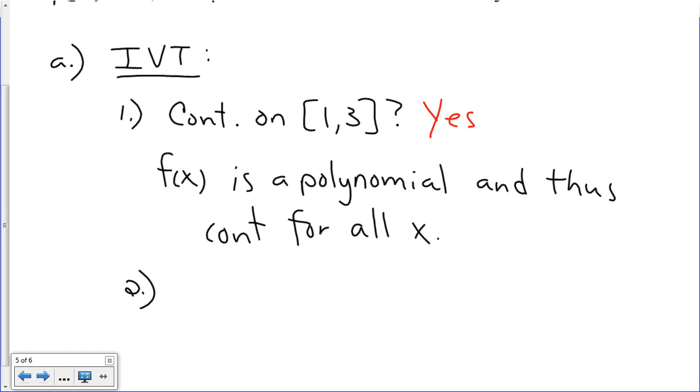The second condition deals with picking a y value. Now they told you to use the y value of 5. And I have to show that that y value of 5 is between f of 1 and f of 3. So really all I've got to do is plug 1 and 3 into my function.